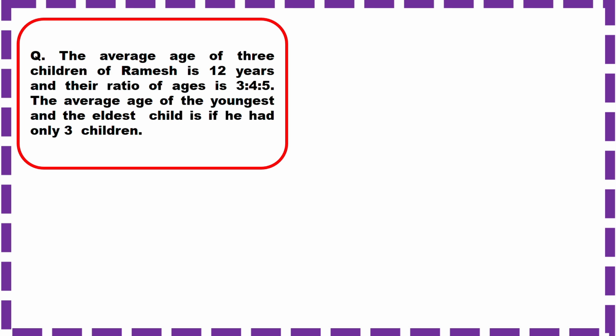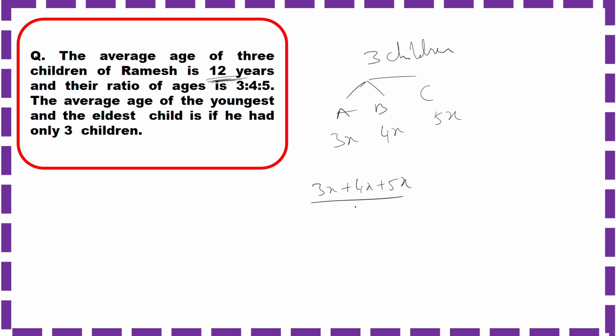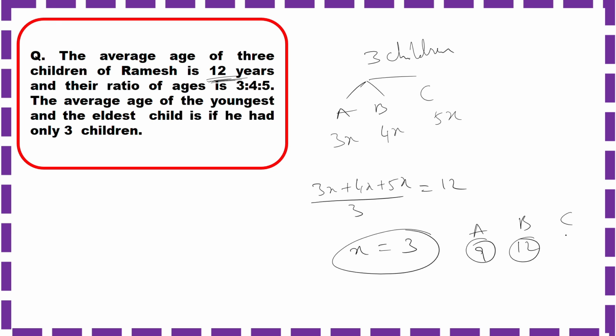Here the ratio of ages is given. So Ramesh has 3 children, A, B and C. So A's age is 3x, B's age is 4x and C's age is 5x. So the ratio is given here, and the average is also given. The average age of these 3 children is given. So (3x plus 4x plus 5x) by 3 is equal to 12. After calculation, you will get x as 3. So calculate the individual ages. 3 into 3, so A's age is 9 years. B's age is 12. C's age is 15 years.